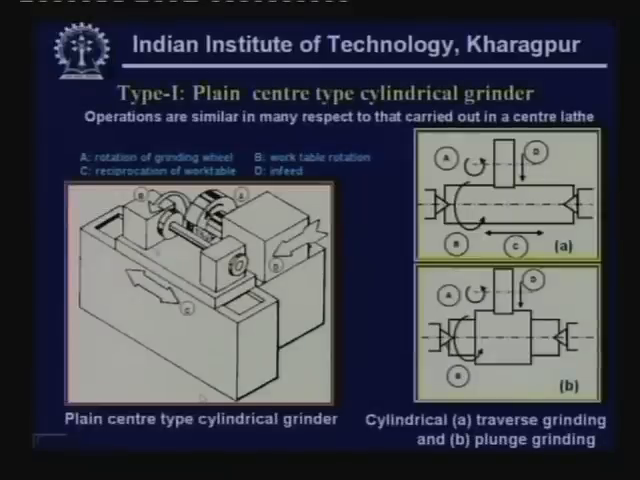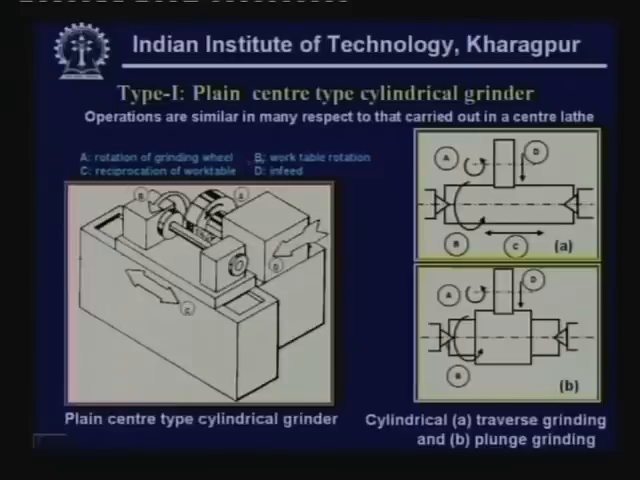As we see here, this is very similar to operation just like turning in a center lathe. This machine has various parts like the base, the table, wheel head slide, the headstock and the tailstock.